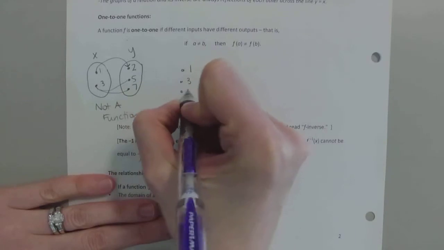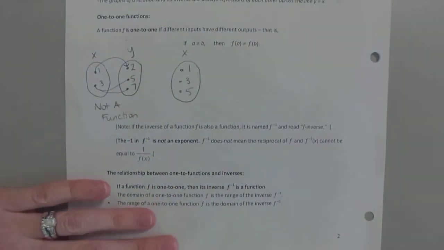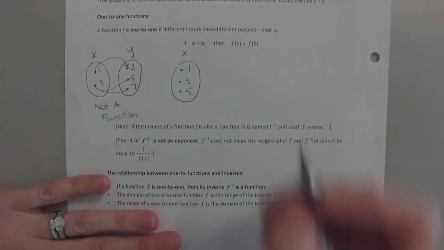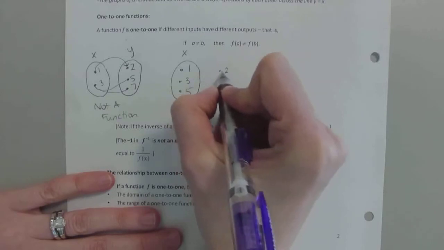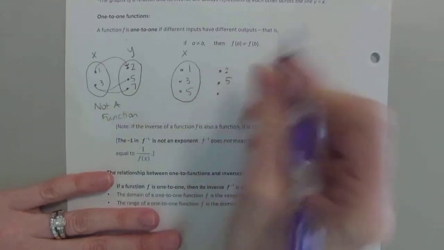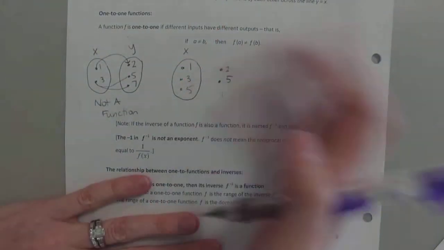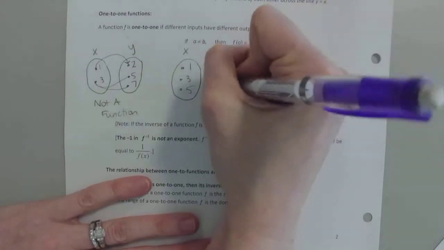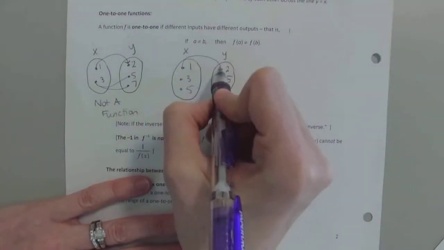All right, let's switch it up a bit. Let's graph 1, 3, and 5 in our domain. So these are our x's. And let's plot 2, 5. We'll leave it like that. I just do 2 and 5. I can't read my handwriting. Okay. These are our y's.